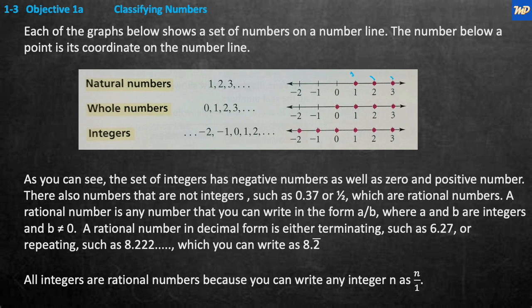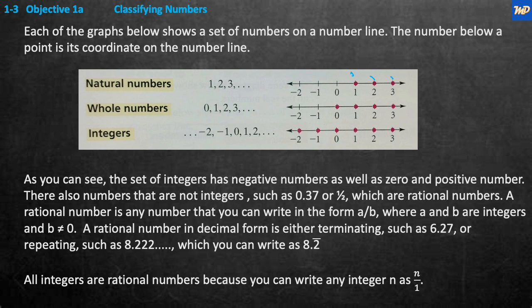Integers have added the negative half to this whole scheme of numbers. So we have 0, 1, 2, 3, 4, but you also have -1, -2, -3, -4, forever. And you see all these points are found on the number line. Conveniently, they're all integers, right here in this bottom row, and they're all on the number line. As you can see, the set of integers has negative numbers as well as 0 and positive numbers.